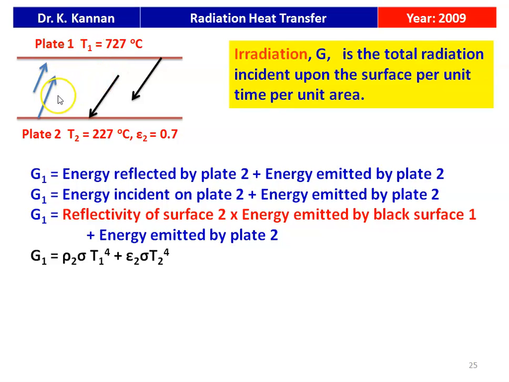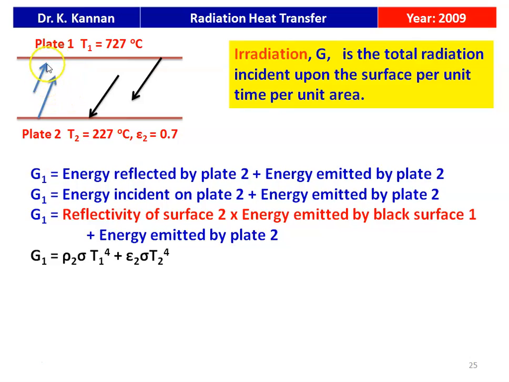So, the energy incident on the surface is the energy reflected by the plate 2. So, that is actually the plate 2. Now, consider the plate 2. There is some energy falling on the plate 2 and because of its emissivity and reflectivity, it is reflecting some energy and then it is emitting energy. Because of the emissivity, it is emitting energy and because of the reflectivity, it is reflecting energy. It is a gray body. So, epsilon 2 equal to 0.7 means rho 2 equal to 0.3.